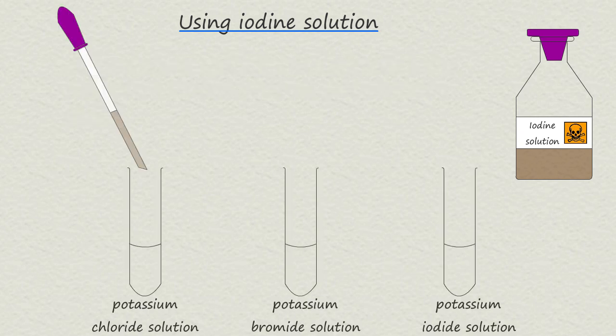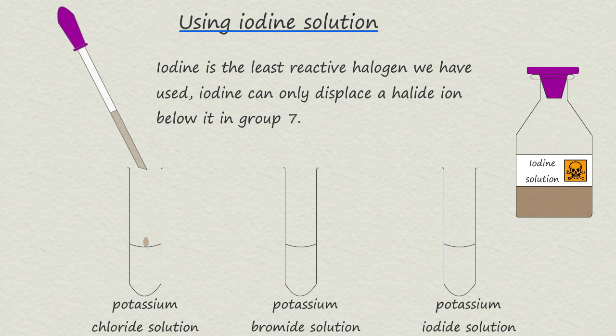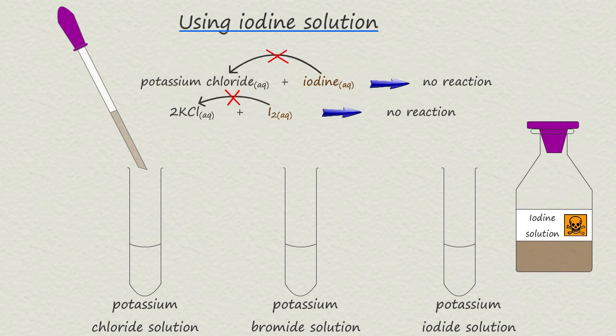So finally, what would be observed if we added iodine solution to boiling tubes containing potassium chloride, potassium bromide and potassium iodide solutions? Now, out of the three halogens we have been using so far, iodine is the least reactive, and it will only be able to displace a halide below it in reactivity from group 7. Now, in the first boiling tube, any added iodine solution will not be able to displace the chloride ion from the potassium chloride solution, simply because the chloride ion is much more reactive, and so no reaction will occur here.